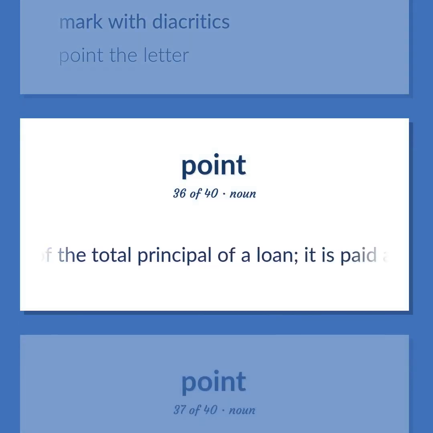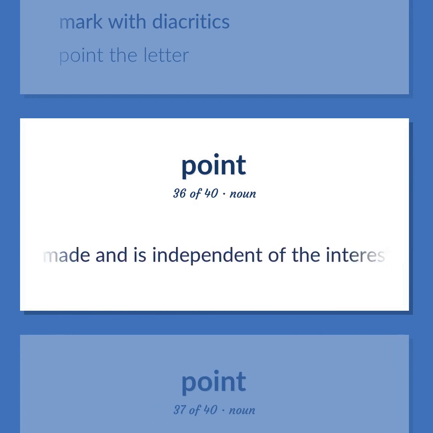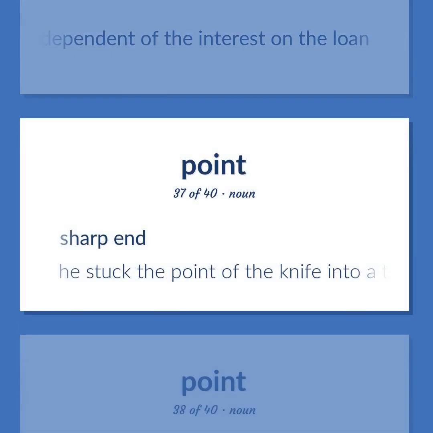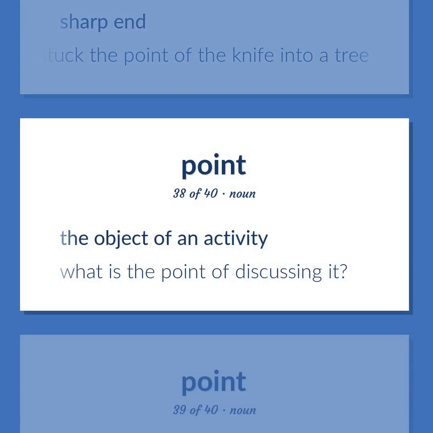1% of the total principal of a loan. It is paid at the time the loan is made and is independent of the interest on the loan. Sharp end. He stuck the point of the knife into a tree. The object of an activity. What is the point of discussing it?